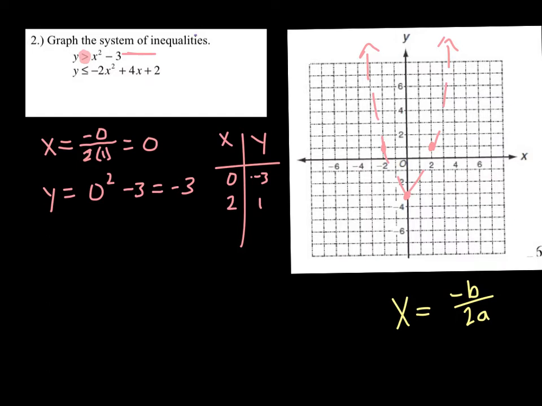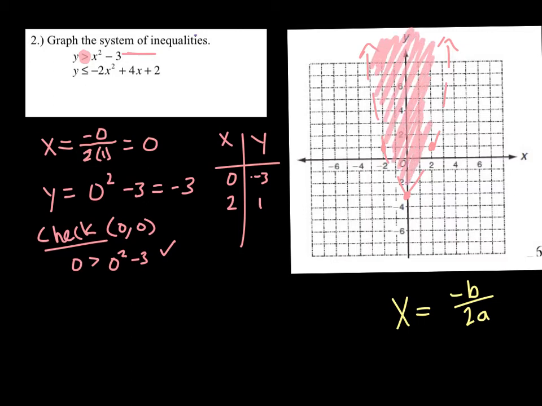So the last thing we have to do is shade. Just like before, when you had regular inequalities, you chose a test point, decided if it was true or false, and shaded with respect to what you found. So I'm going to plug in 0, 0. I plug in 0 for y. Will 0 be greater than 0 squared minus 3? Yes. So since 0, 0 is on the inside, that's where I want to shade my solution.